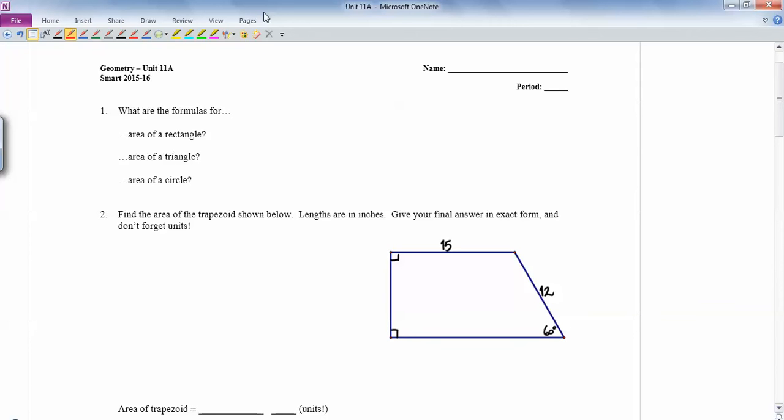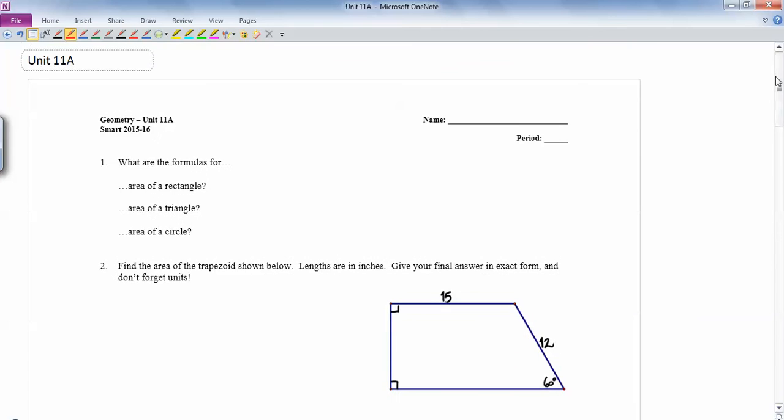Okay, so this is going to be the Unit 11A video. The first part, a lot of this will feel like review, just slight extensions of what we've been doing recently, especially the area-related problems with the circles. So the first part is just the formulas for the three basic shapes that we've been using all year. So area of a rectangle, you might remember, right?